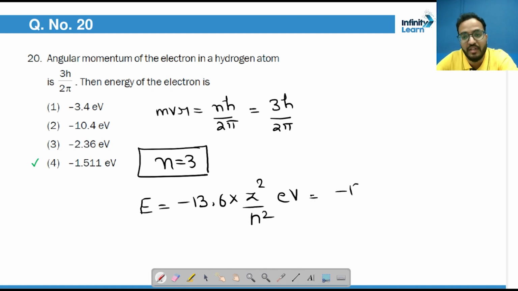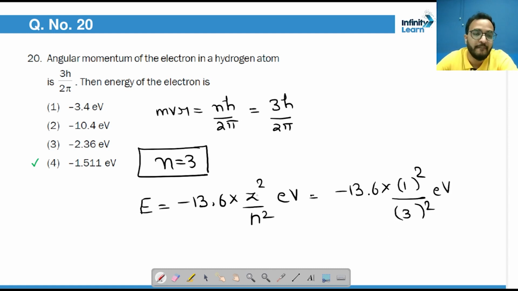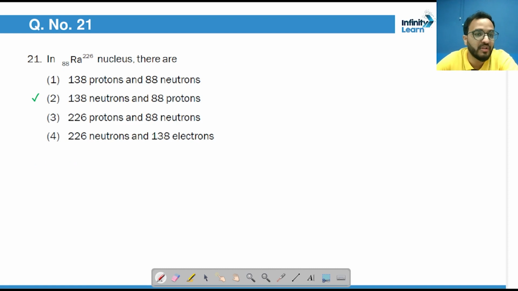Z is 1 because it is hydrogen, as they have mentioned already, into 1 square by n square, which is 3 square, that is 9 electron volts. So obviously 1.511. So the answer is minus 1.511 electron volts. Do you understand this? Now let's move on to question number 21.